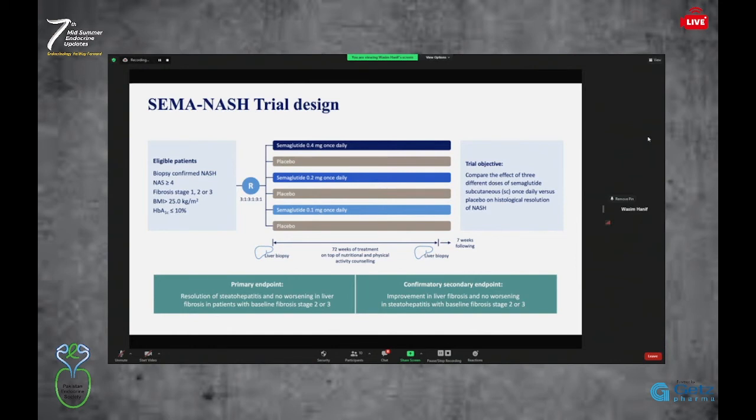Patients had biopsy at the start of the clinical trial. There were 72 weeks of treatment on top of nutritional and physical activity counseling, and then the liver biopsy was done. The trial objective was to compare the effect of 3 different doses of semaglutide subcutaneous once daily versus placebo in histological resolution of NASH. The primary endpoint was resolution of steatohepatitis and no worsening in liver fibrosis in patients with baseline fibrosis stage 2 or 3. The confirmatory secondary endpoint was improvement in liver fibrosis and no worsening in steatohepatitis with baseline fibrosis.